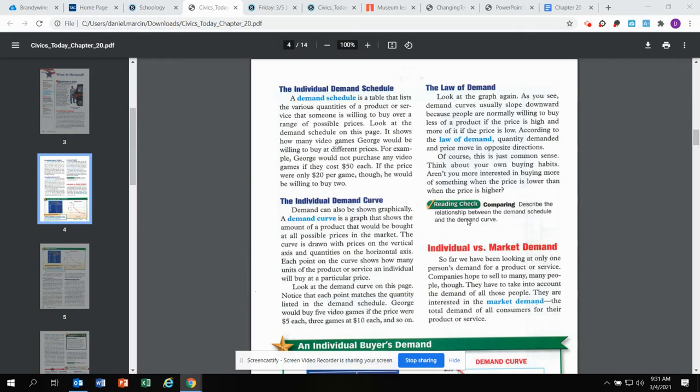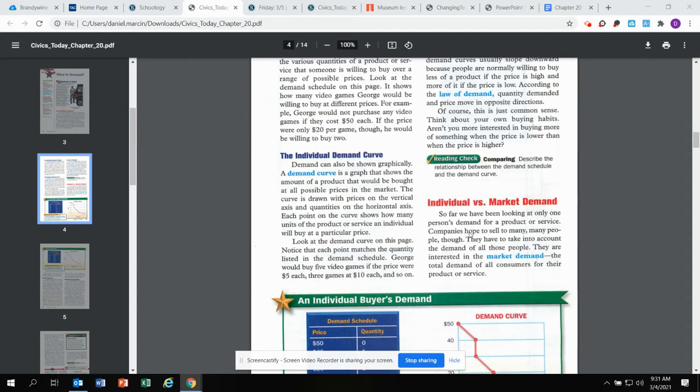The individual demand curve. Demand can also be shown graphically. A demand curve is a graph that shows the amount of a product that will be bought at all possible prices in the market. The curve is drawn with prices on the vertical axis and quantities on the horizontal axis. Vertical is up and down, horizontal is side to side. Each point on the curve shows how many units of the product or service an individual will buy at a particular price. Look at the demand curve on this page. Notice that each point matches the quantity listed in the demand schedule. George would buy 5 video games if the price were $5 each, 3 games at $10 each, and so on.